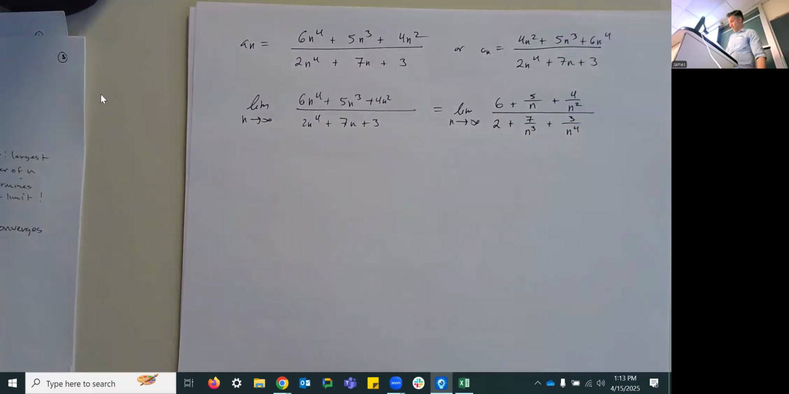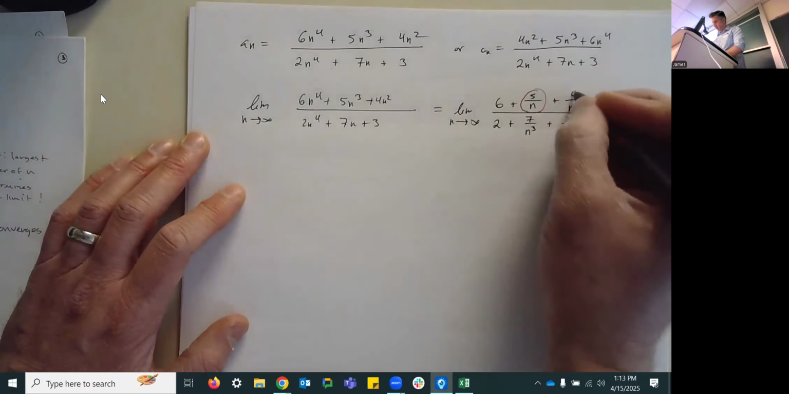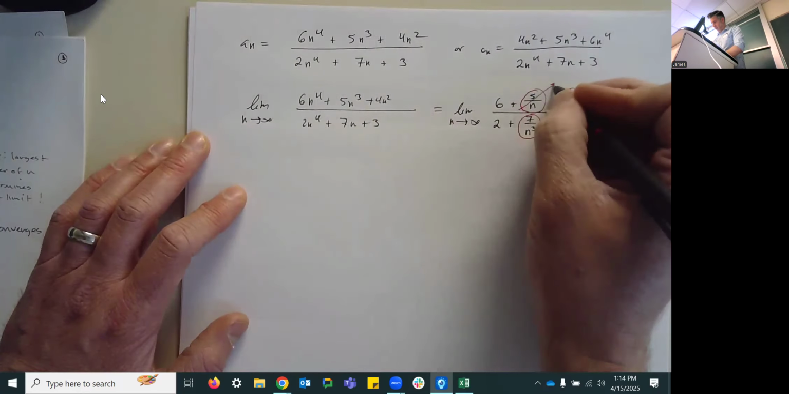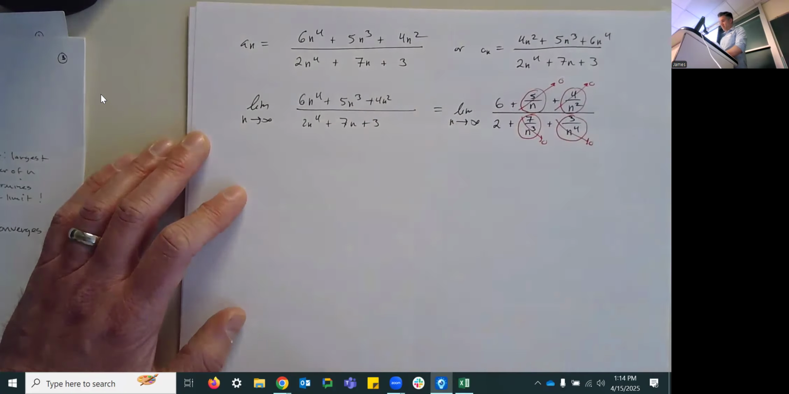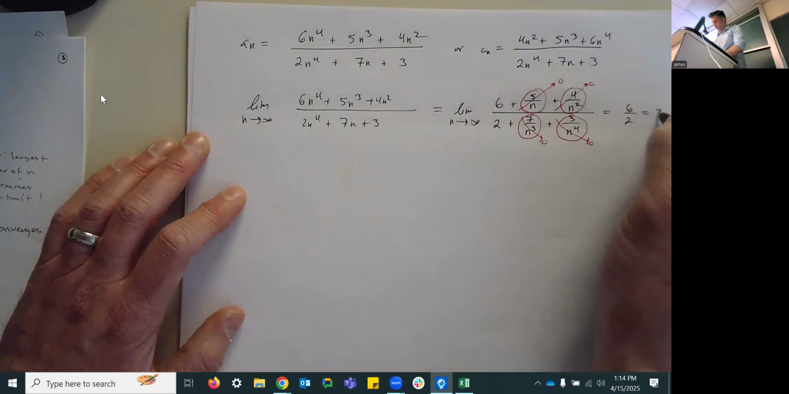And then anything that's divided by n to a positive power is going to get closer and closer and closer to 0. So all those things I just circled are going to go to 0 as n goes to infinity. So we're left with 6 plus 0 divided by 2 plus 0 plus 0, which is 3.